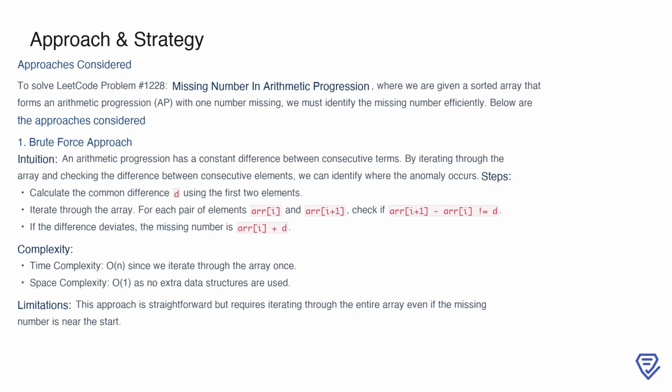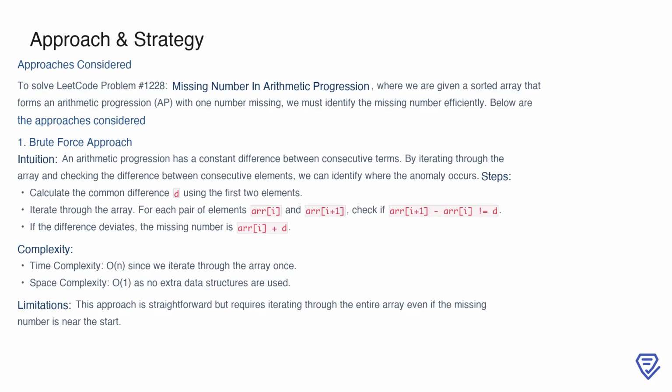To solve the problem of finding the missing number in an arithmetic progression, we explored several approaches. First, there's the brute force method. The key idea here is that in an arithmetic progression, the difference between consecutive terms is constant. By iterating through the array, we can calculate this common difference using the first 2 elements. Then, as we examine each pair of consecutive elements in the array, we check if their difference matches the expected value. If we find a pair where the difference deviates, the missing number must be the value that restores the progression, which is simply the current element plus the common difference.